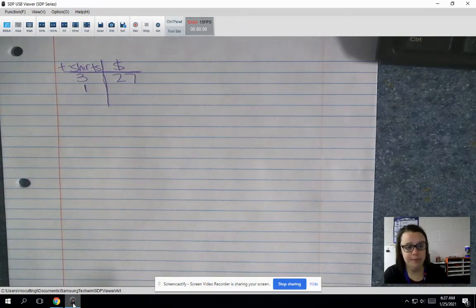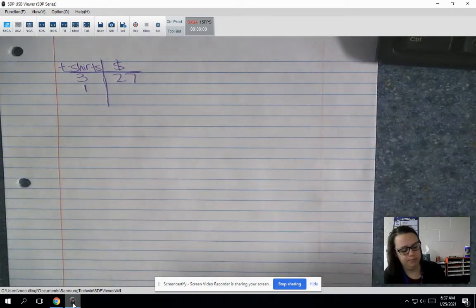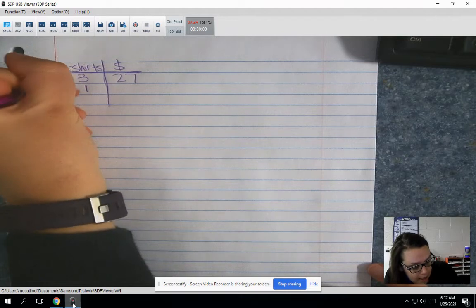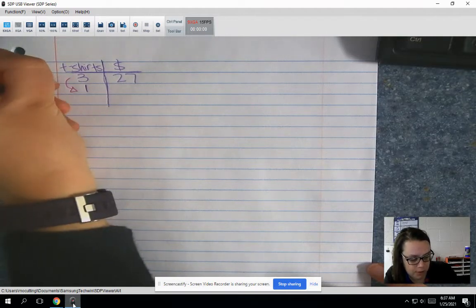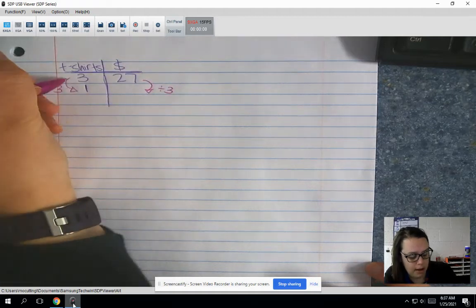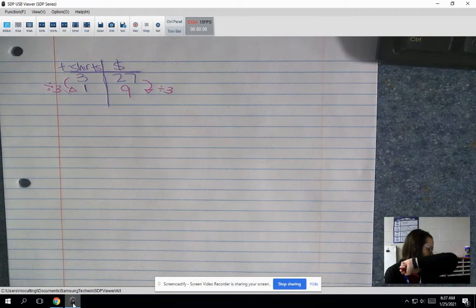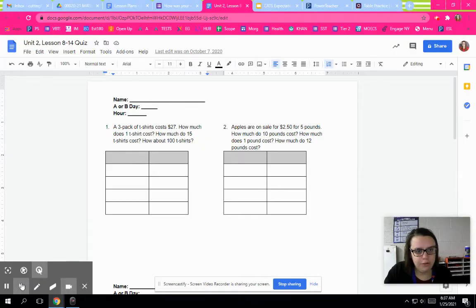So now to get from 3 down to 1, any number divided by itself gives me 1, so divided by 3. This gives me 1. 27 divided by 3 gives me $9. Then it asked for 15 and 100.